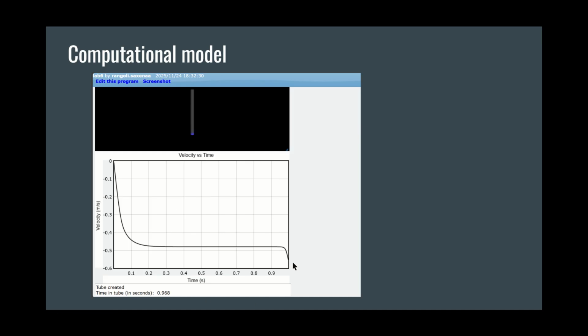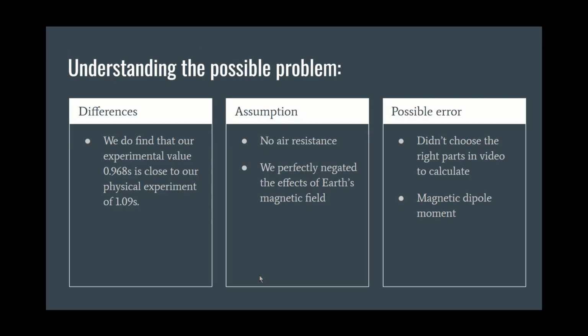It's telling us that the time it calculated was around 0.968 seconds, which, if you compare to our physical experiment, is pretty close. There is definitely a discrepancy there, but as I state here, some possible errors are that I may have not chosen the right parts of the video to calculate, so it's just human error where I may not have rightly calculated what portion the magnet was in the tube for.